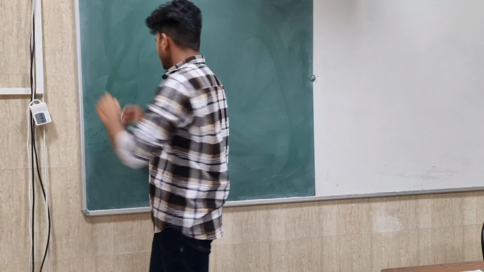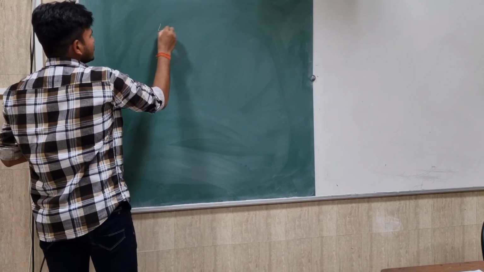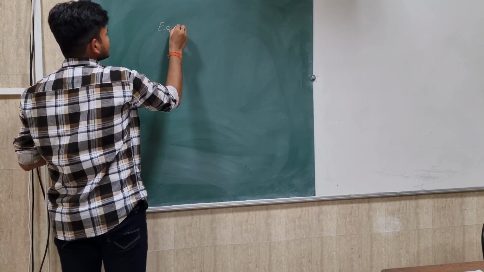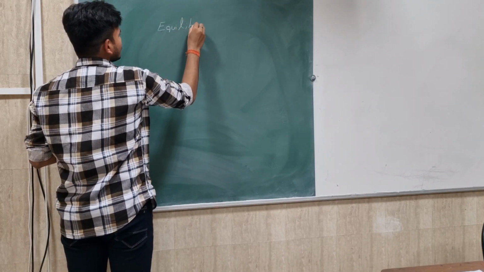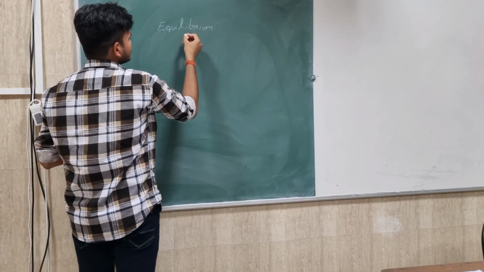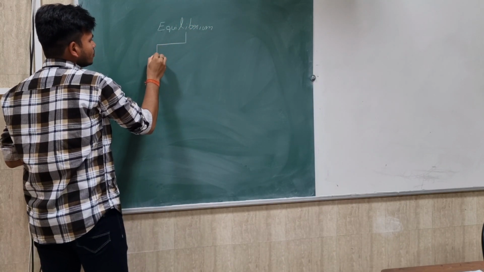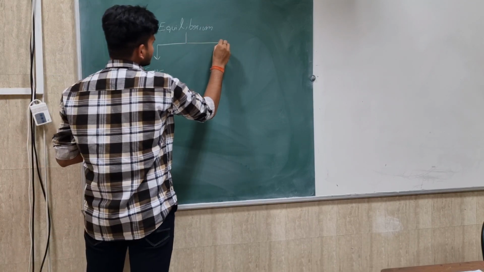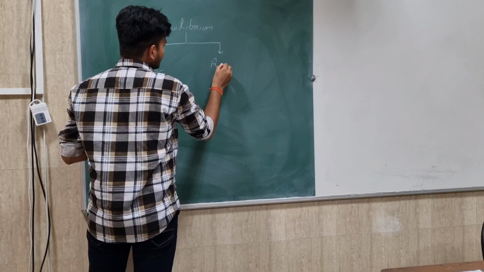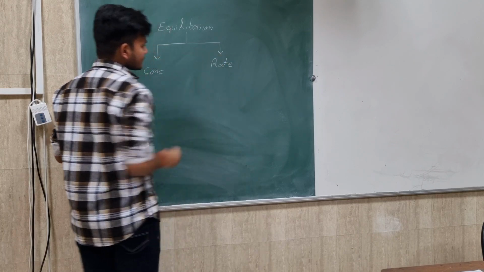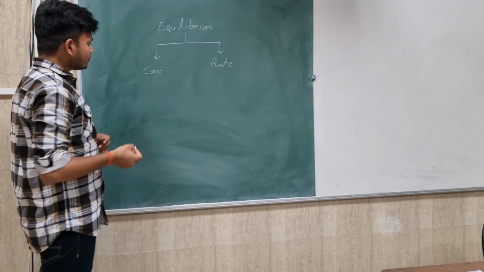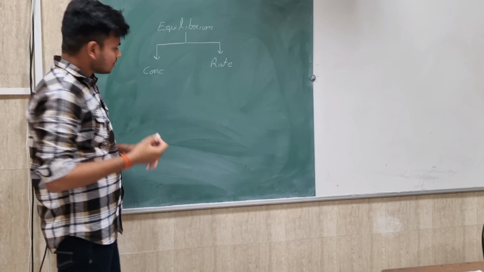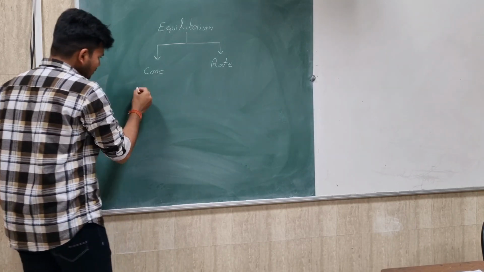Let's see. Equilibrium we can define in two ways. First one is in terms of concentration, second is in terms of rate. That's it. So in terms of concentration, we draw three different graphs here.